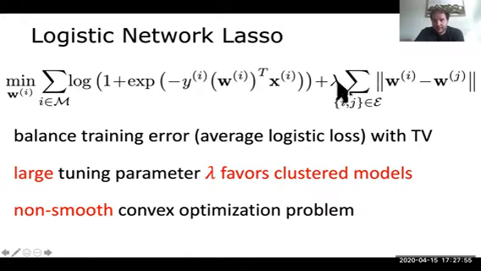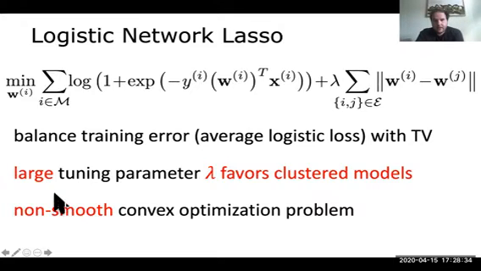Whereas if we choose a large lambda, then we enforce that the models are more and more clustered. So they are constant over larger and larger components of the network, of the healthcare network, or the network of patients. In the extreme case, if lambda is chosen extremely large, the solution of this logistic network Lasso problem will be a constant model. So we are set back to the simple standard logistic regression model, which uses the same weight vector for all patients.